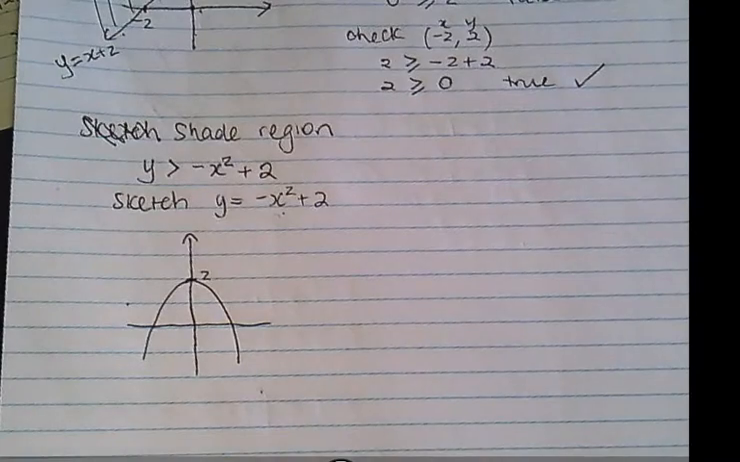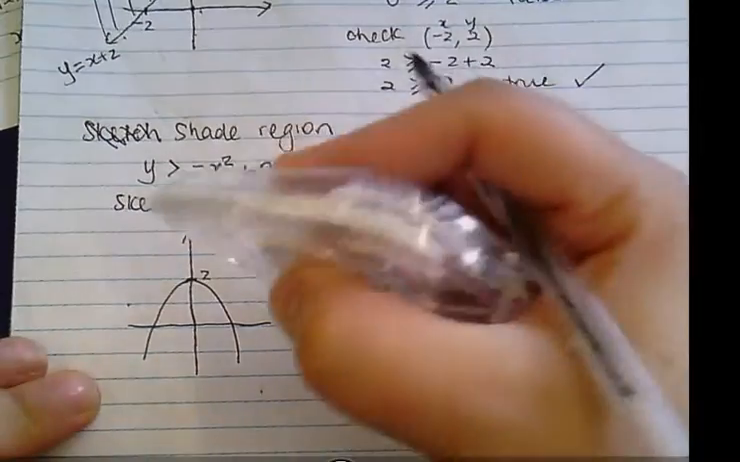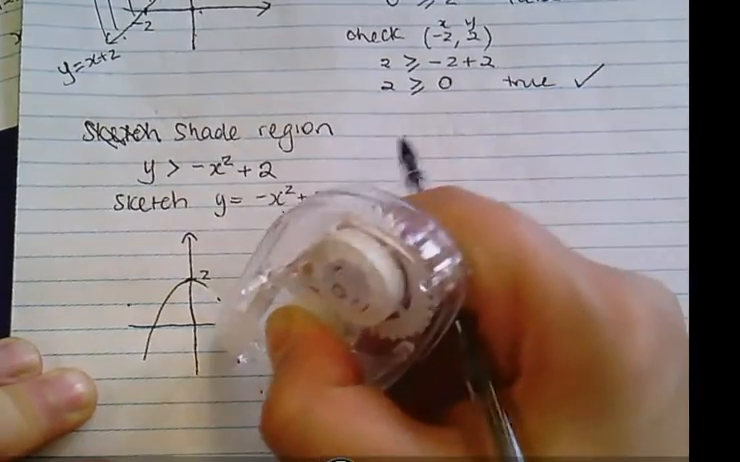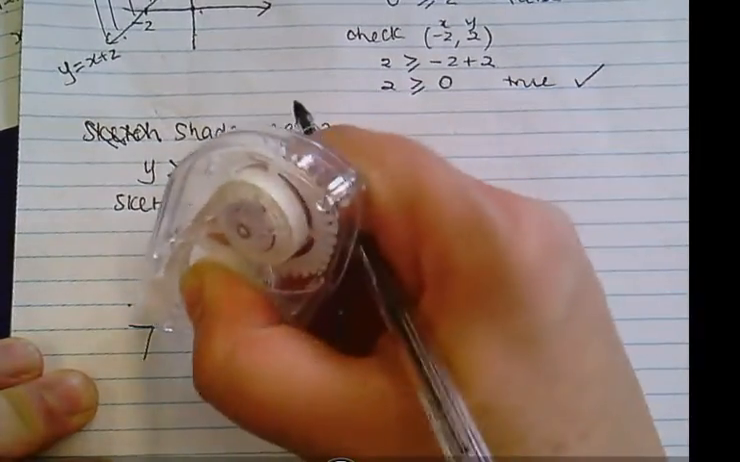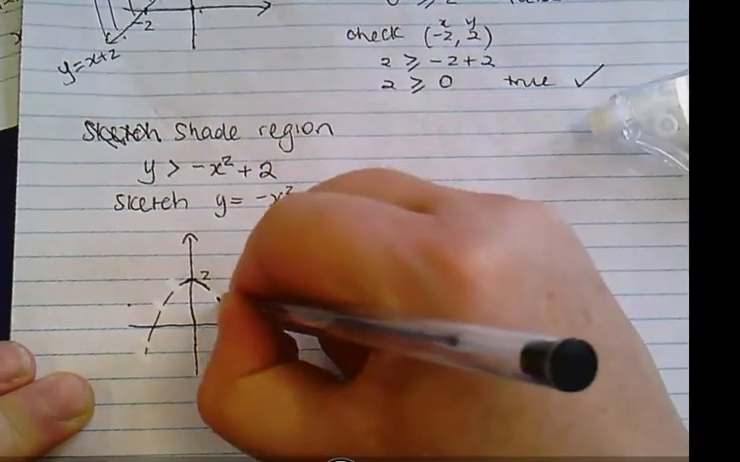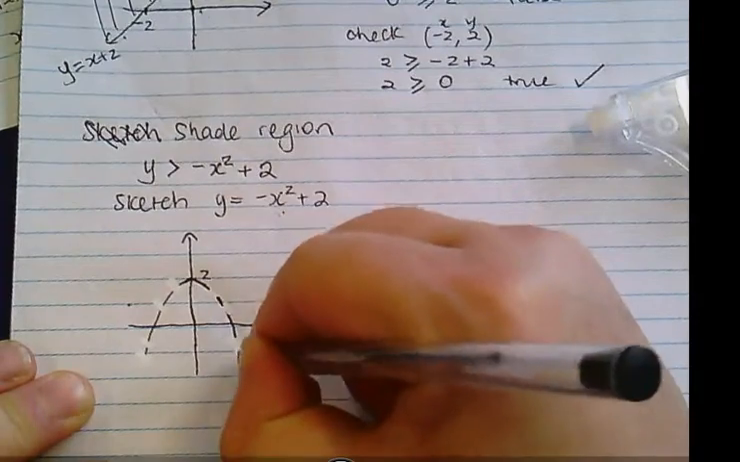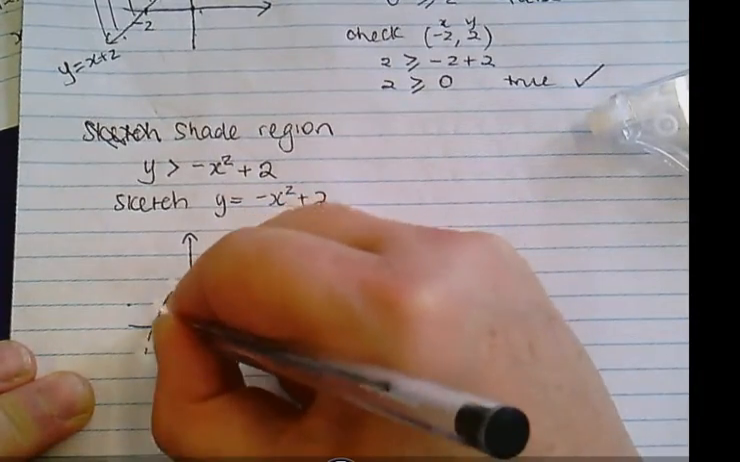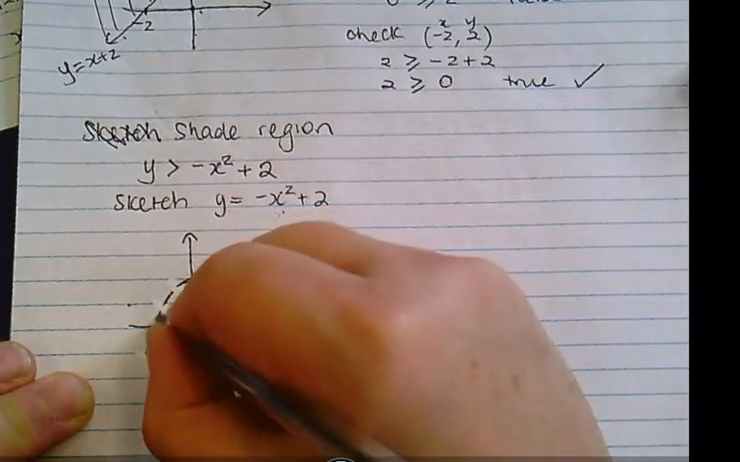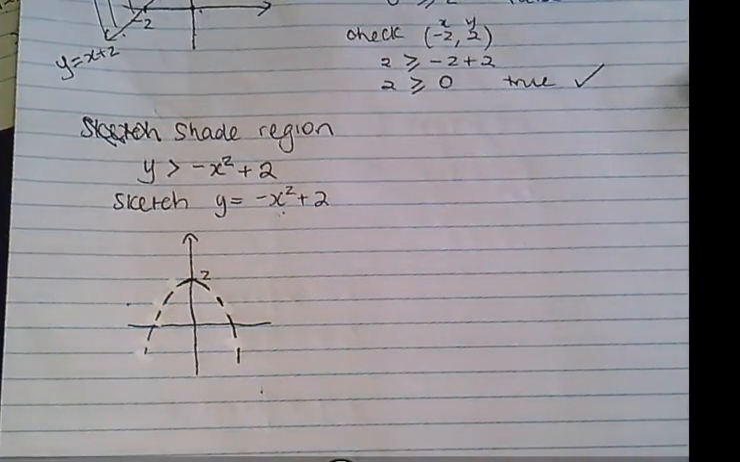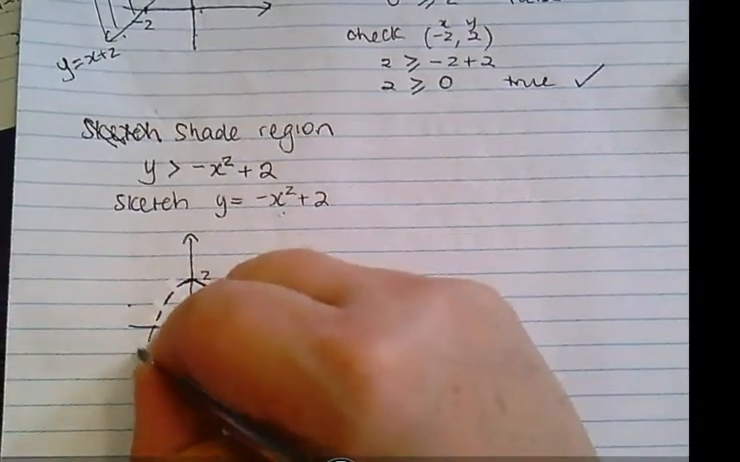Yep. It's the -x² curve. Shift it up 2 units and it should be dotted. Okay. So it's dotted. Okay. Now I have to decide. So put some arrows.